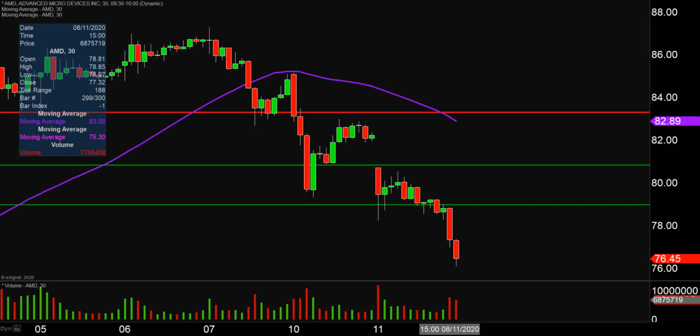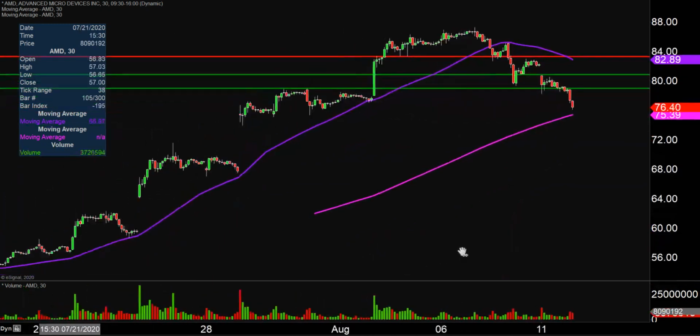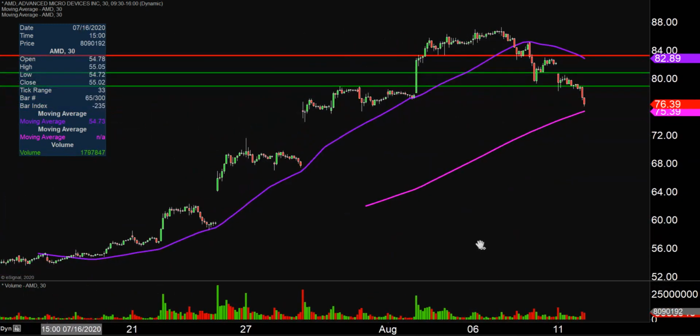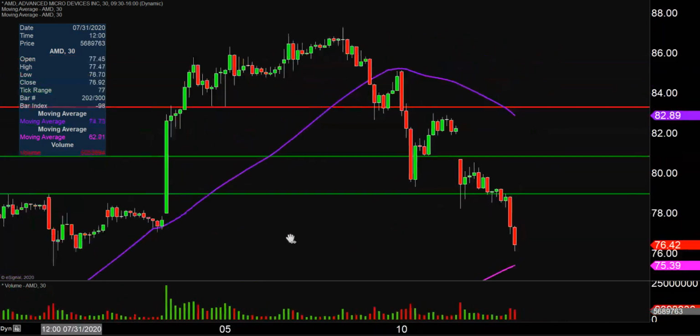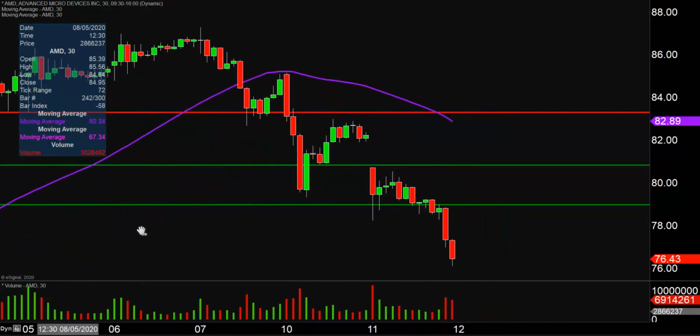Well, the pullback continues on this one, and now, granted, big picture-wise, it is still a very, very, very big uptrend. But this pullback here is getting pretty intense, and updates need to be made once again.